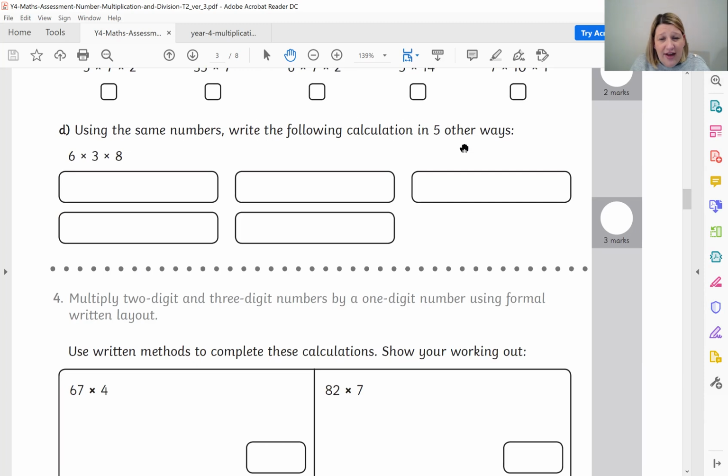Use these numbers, write the calculation 5 other ways. So maybe I could be jiggling the numbers about. Maybe I could be multiplying something together and then putting something on the end. Oh, giving you so many clues here.